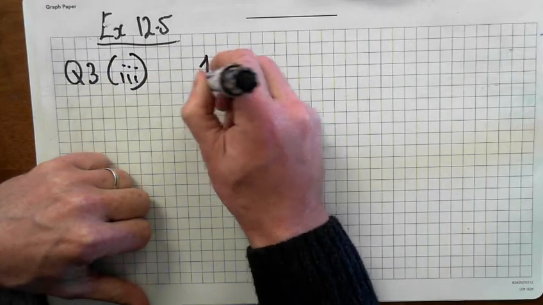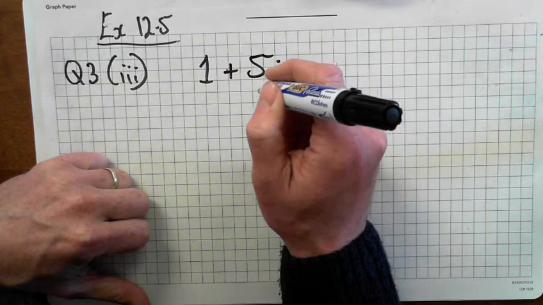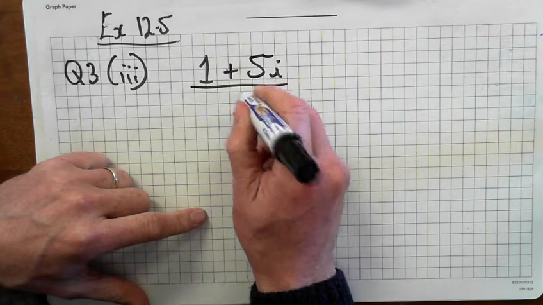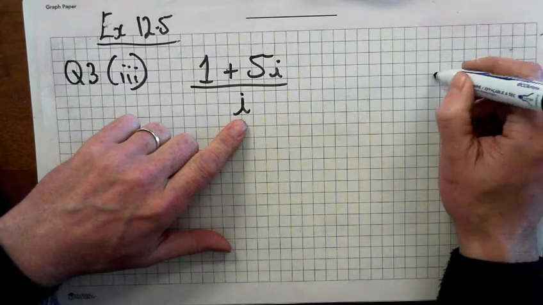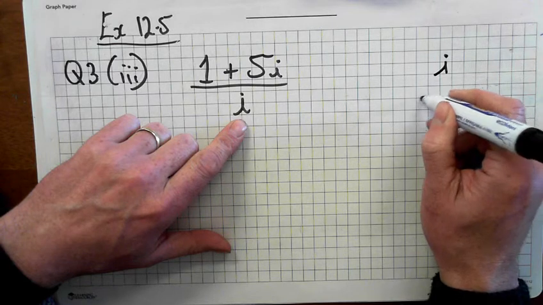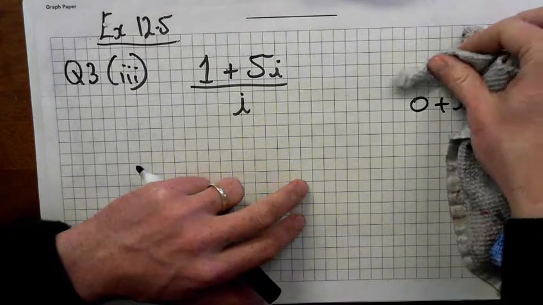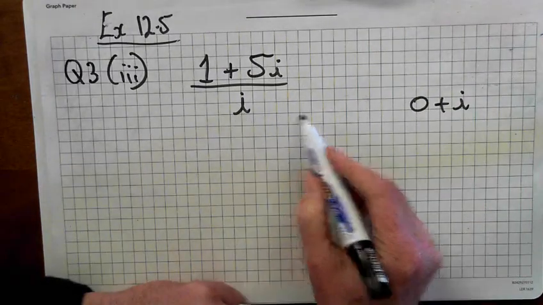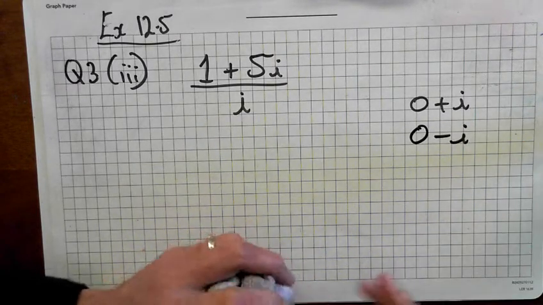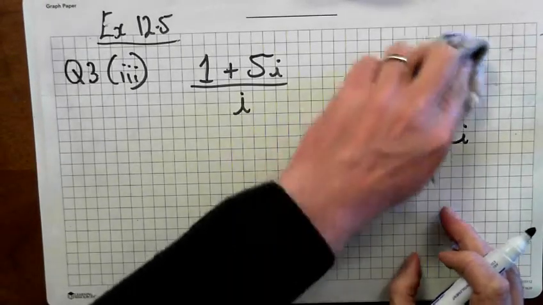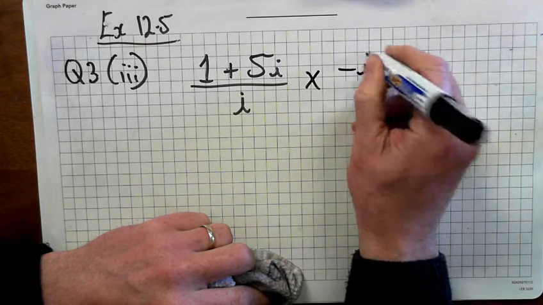Alright, so it's (1 plus 5i) over i. How do you write i as a complex number? Yeah, as a complex number it's equal to 0 plus i. So what's the conjugate of that? 0 minus i, or just minus i. Right, so the conjugate of i there is minus i.